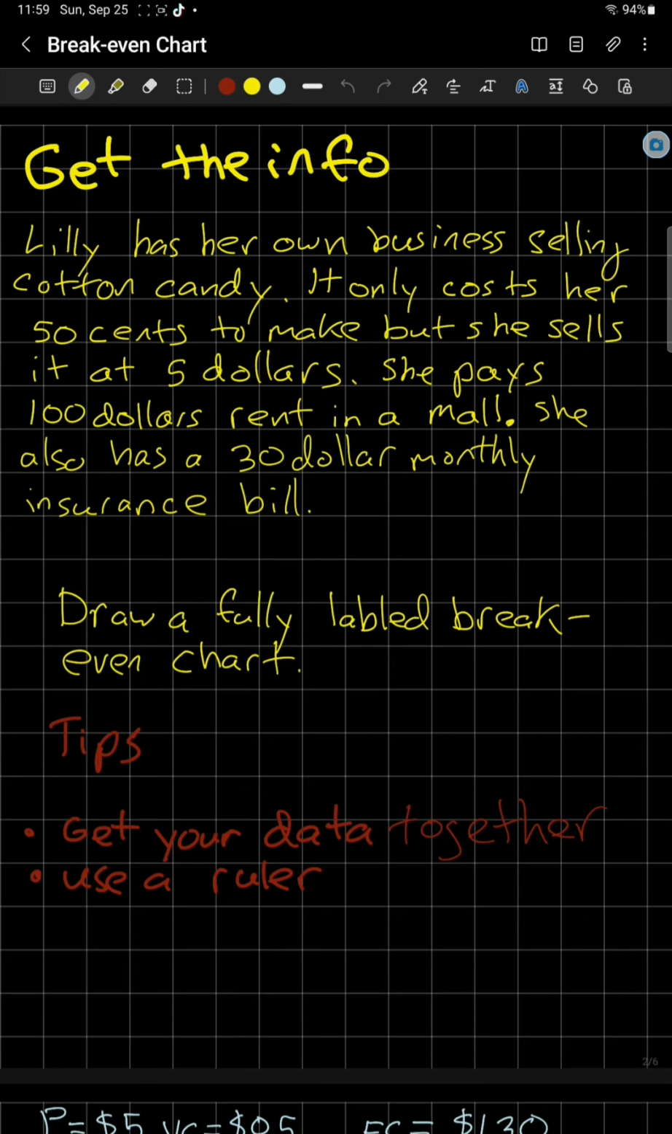Now, a couple things to note here. Yeah, cotton candy does make that much money. It's actually a pretty good business to go into. But I also have two tips. One, use a ruler. It's helpful. And two, get your data together. If you get your data together, it'll be much easier to draw your graph. So let's look at getting the data.